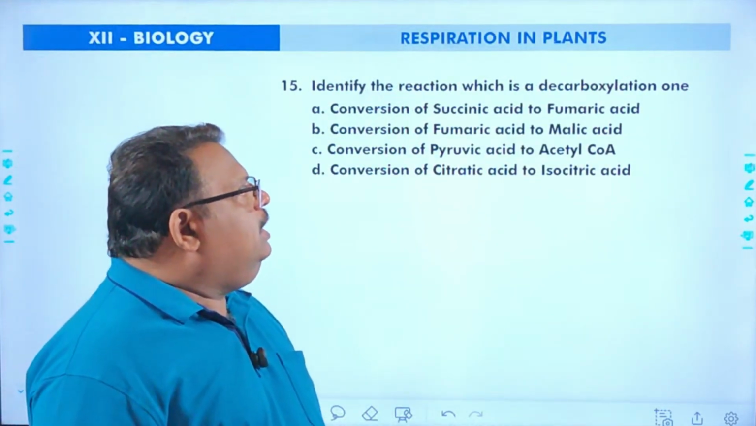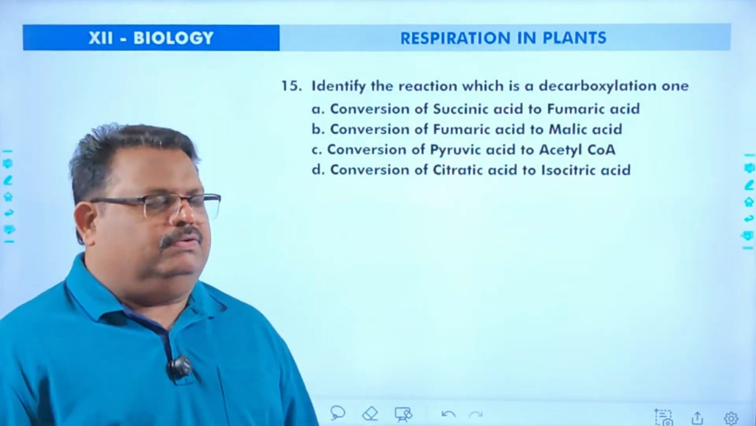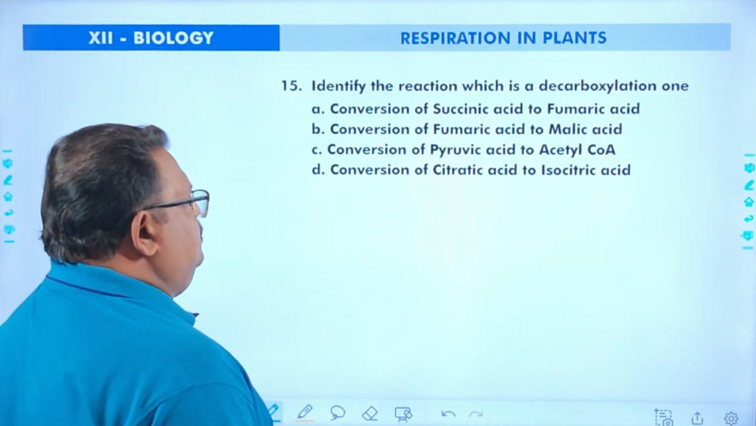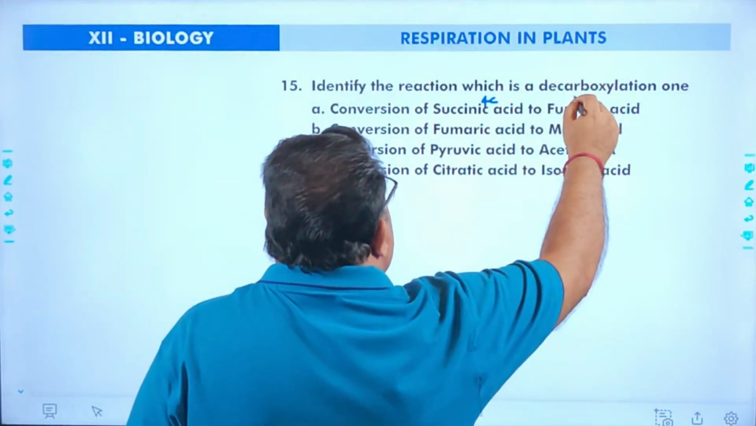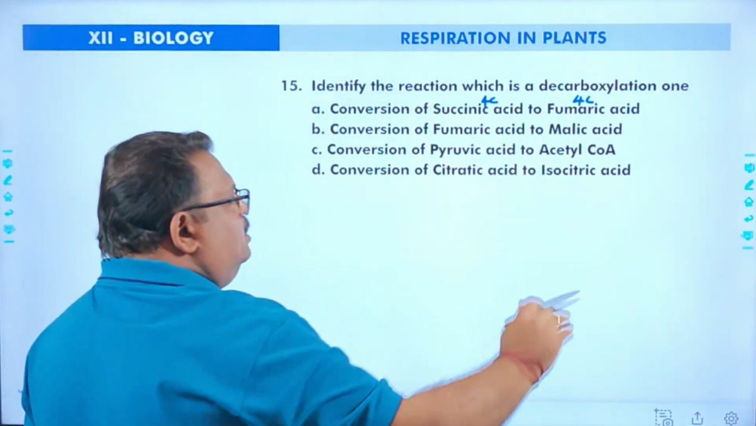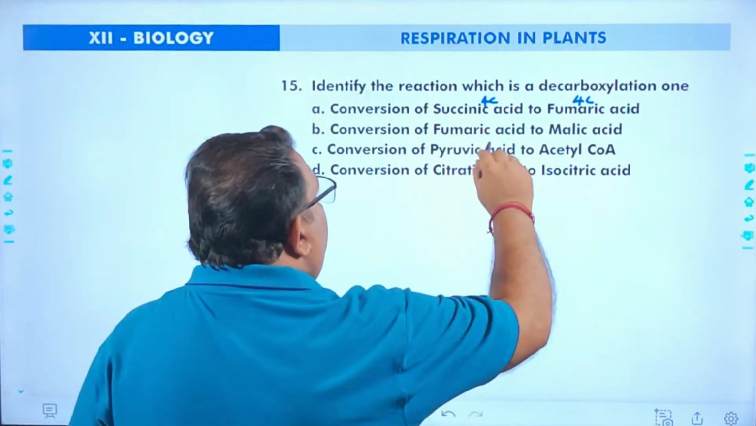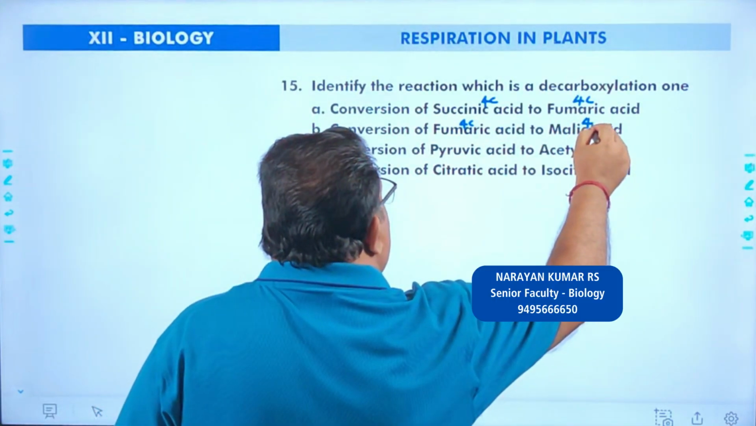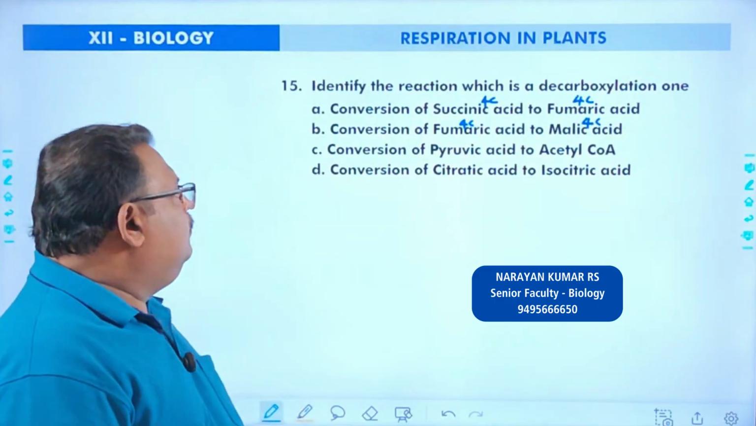Identify the reaction which is a decarboxylation reaction. Decarboxylation means removal of carbon dioxide. Conversion of succinic acid into fumaric acid. Succinic acid is a 4-carbon compound. Fumaric acid also is a 4-carbon compound, so there is no release of carbon dioxide. Conversion of fumaric acid into malic acid. Fumaric acid is a 4-carbon compound. Malic acid also is a 4-carbon compound. So there is no release of carbon dioxide.